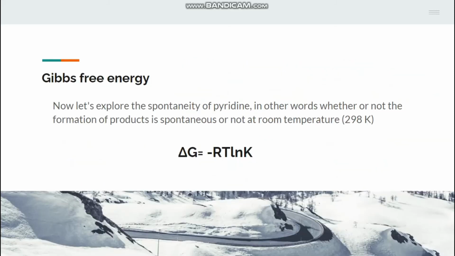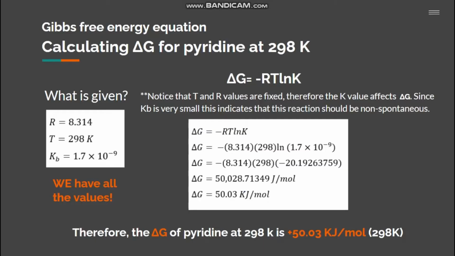Now let's talk about pyridine spontaneity. In other words, whether or not the formation of products is spontaneous or not at room temperature, which is 298 Kelvin. So here we have our Gibbs free energy equation. Delta G is equal to negative R times T ln K. So what's given? Since R and T are always constant, the Kb value affects delta G. Since the Kb value is really small, this indicates that this reaction is non-spontaneous.